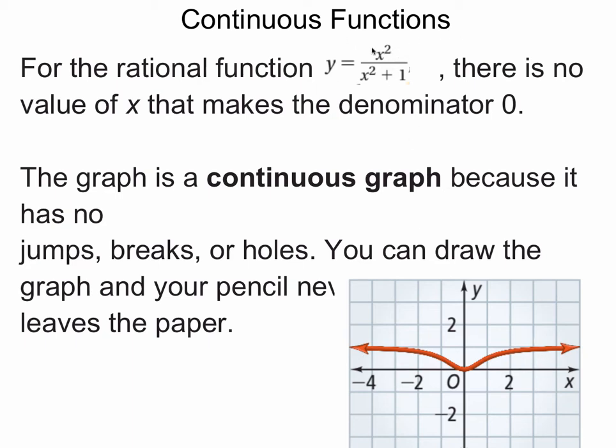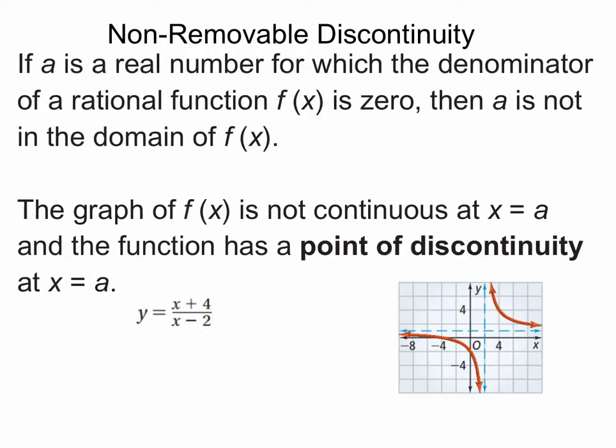So for this rational function, y is x squared over x squared plus 1, we don't have any vertical asymptotes, we don't have any holes, and so we're going to call this function continuous. There are two types of discontinuity.